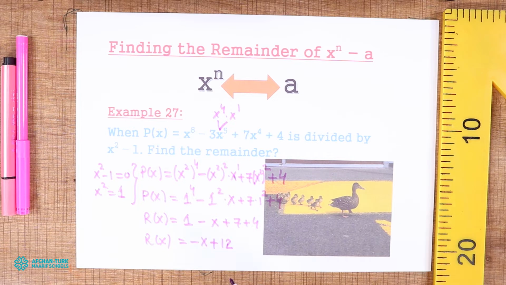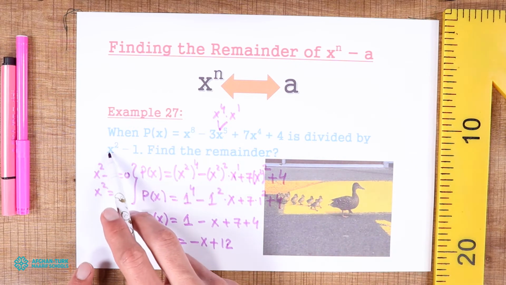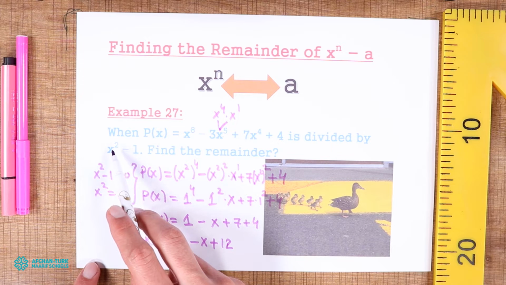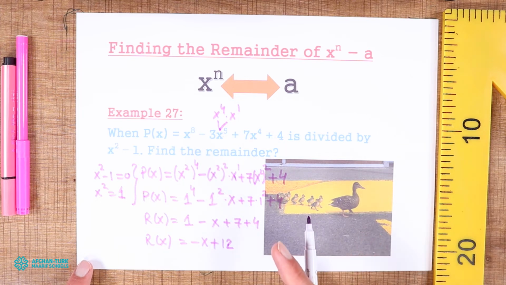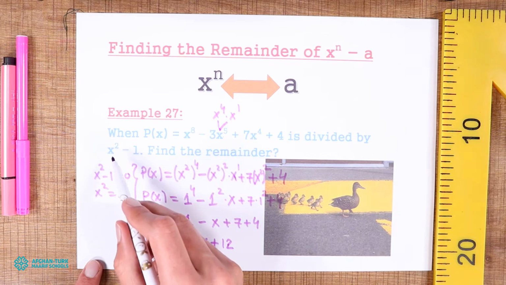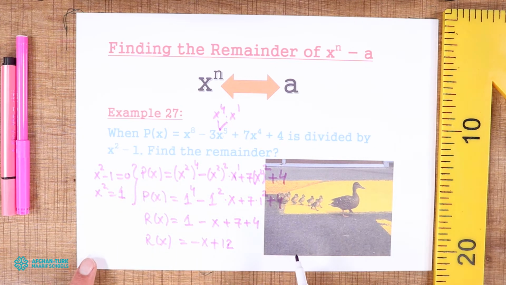Yeah, it is correct, because the divisor is x to the power of 2. The remainder must be 1 less in degree than the divisor. So here you can see that the remainder is x to the power of 1. It is 1 less than the degree of the divisor. So it is good.